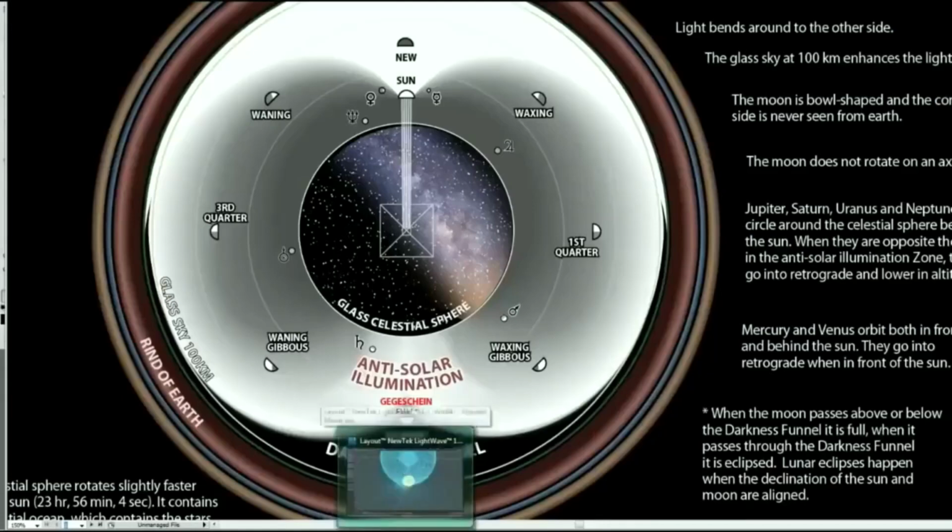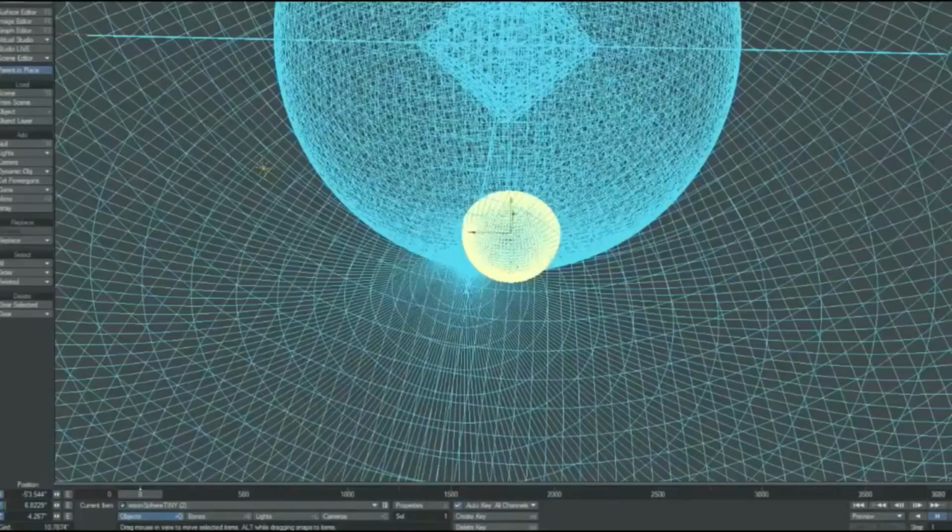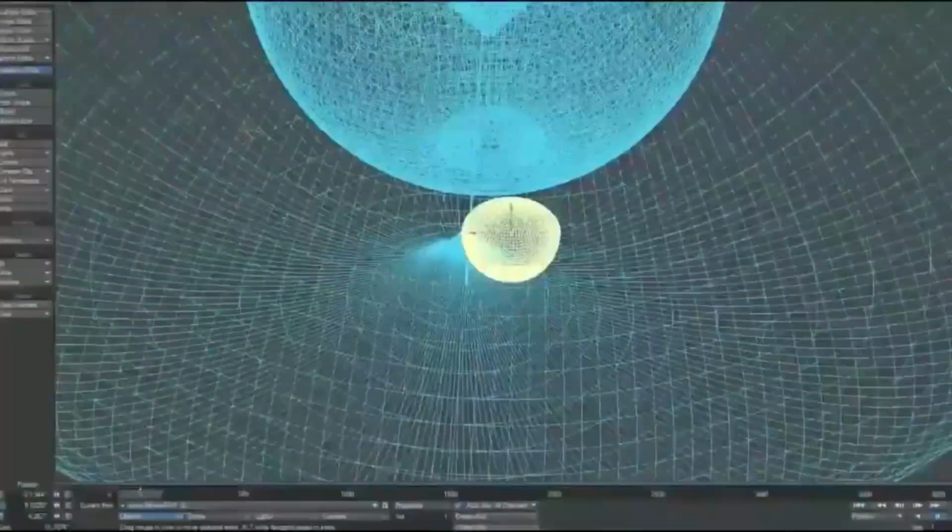Let me show you in 3D what I'm talking about here, okay? Here's a wireframe mode here. Okay, this is the moon.